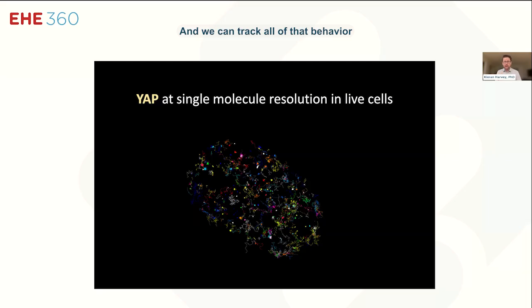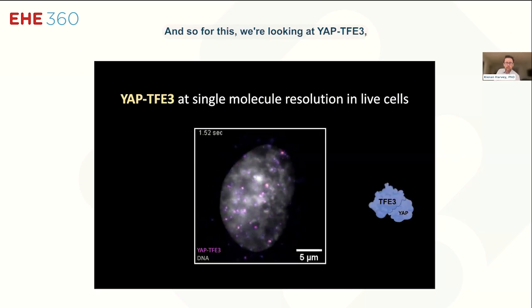And we can track all of that behavior because we're taking very rapid acquisitions. So we take around 50 frames per second to capture all of that data. Okay, so that's the parent protein. How does a fusion protein look? And so for this, we're looking at YAP-TFE3, which is found in around 10% of EHE cases.